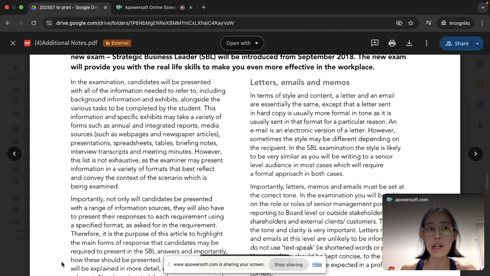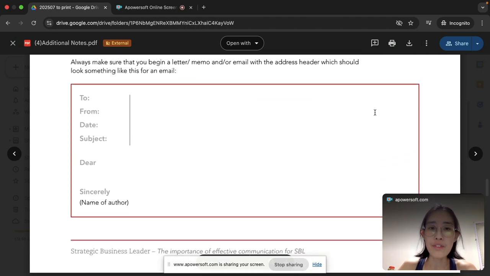Letters, email, and memo will be more towards internal communication, where you have certain topics or certain content to be shared with another person. It can be individual to individual, or it can be issued to a group of people. So when you want to write your answer in this format, we are supposed to start with to, from, date, subject, and then you address the person to whom you are writing, and then you write your content, then you usually end with sincerely.